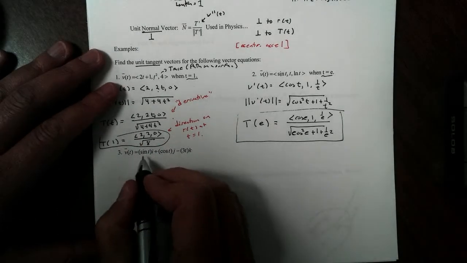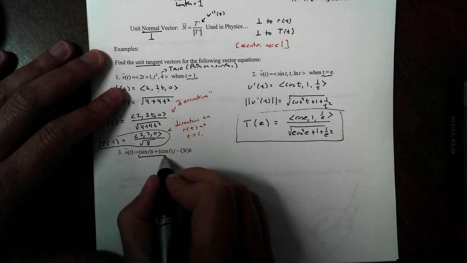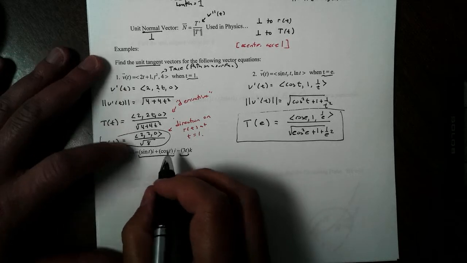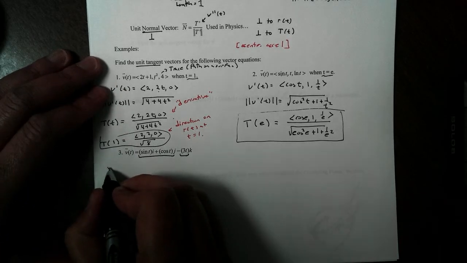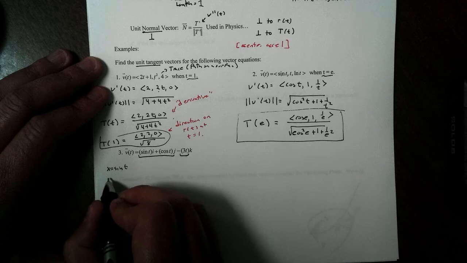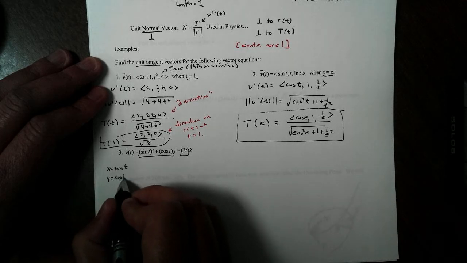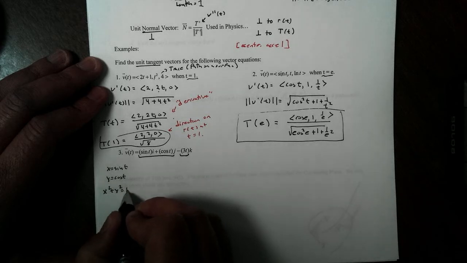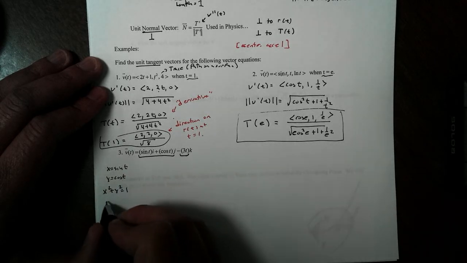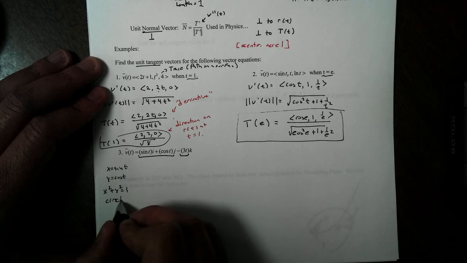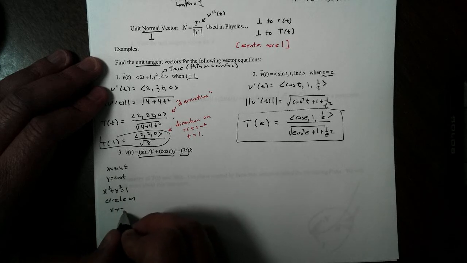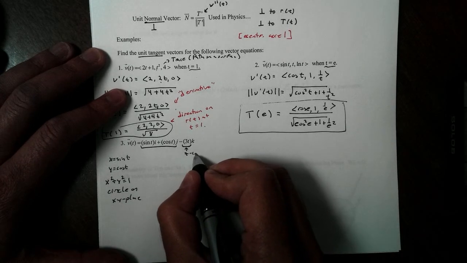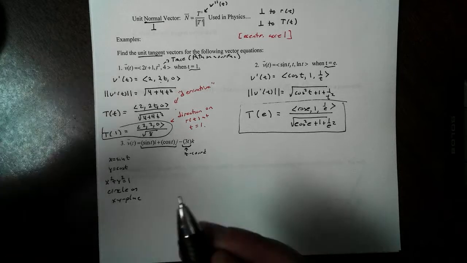All right, number 3 is an interesting one. We see this one quite a bit. What shape is this? Well, we should recognize that this gives x equals sine of t, y equals cosine of t. So this would be like saying x squared plus y squared is 1 if we convert from parametric to rectangular. So this is a circle on that xy plane. We should recognize that. But this is my z coordinate.